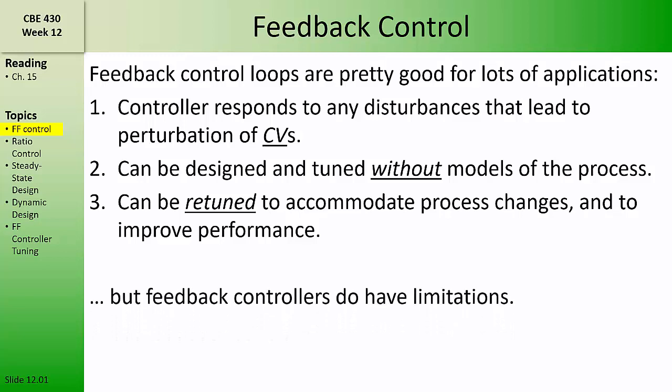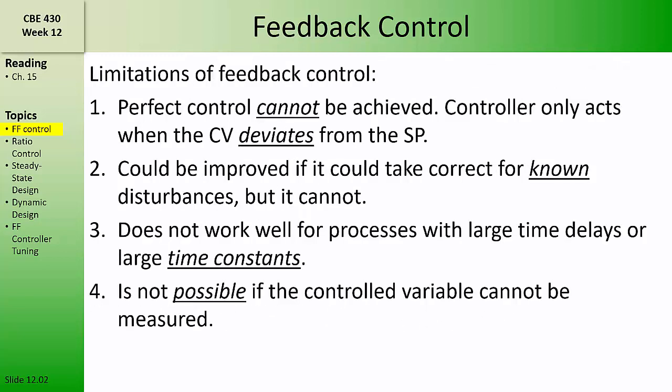But feedback control loops do have some limitations. For example, perfect control cannot be achieved. That is, the controller only acts when the controlled variable deviates from the set point. Perfect control would act to prevent the controlled variable from deviating from the set point. Feedback control could be improved if it could take corrective action for known disturbances, but it cannot.